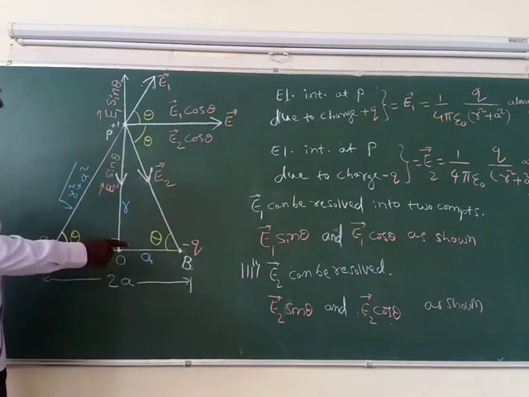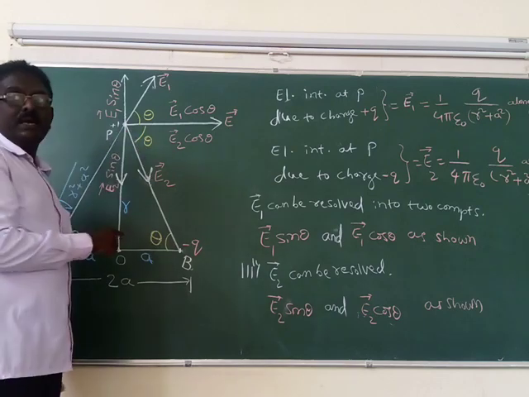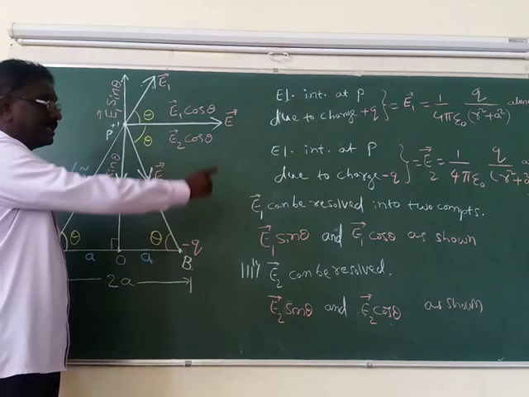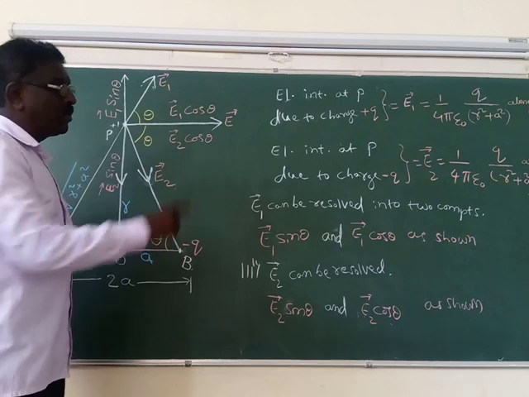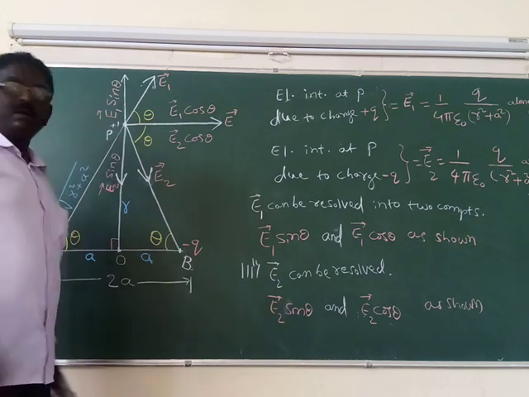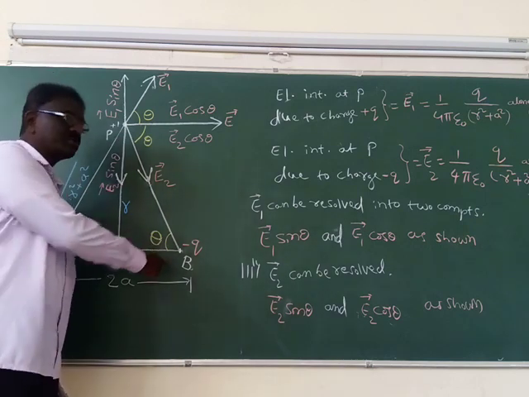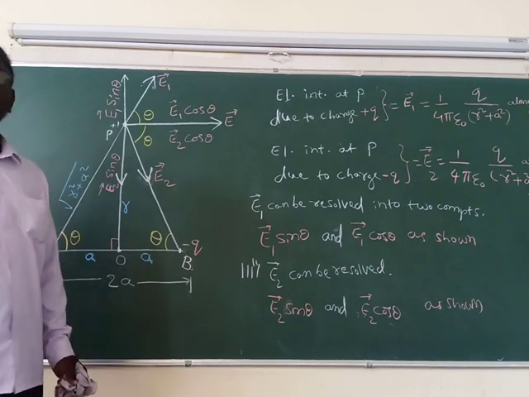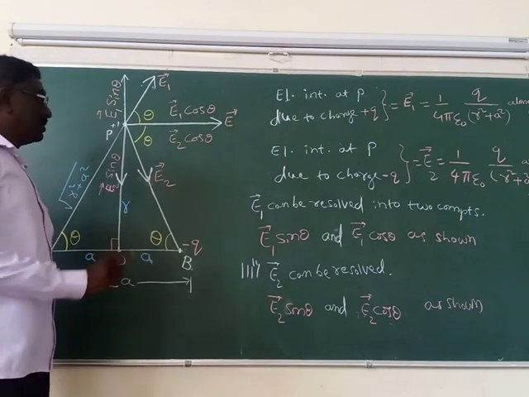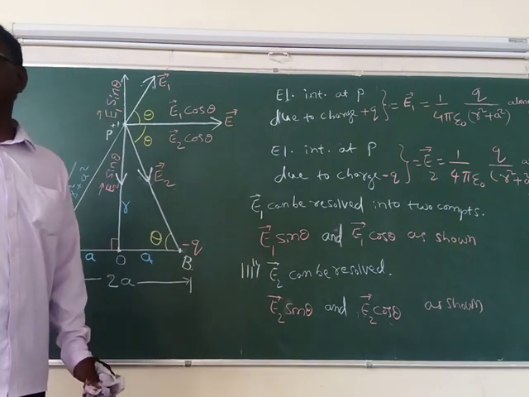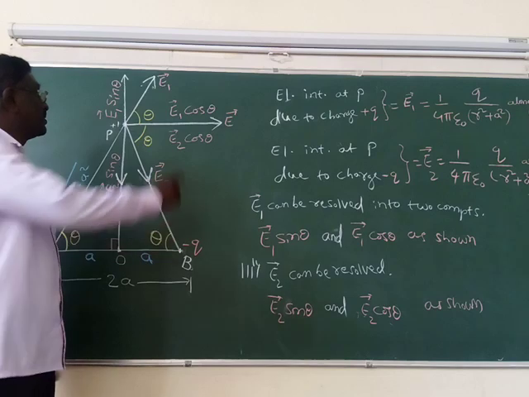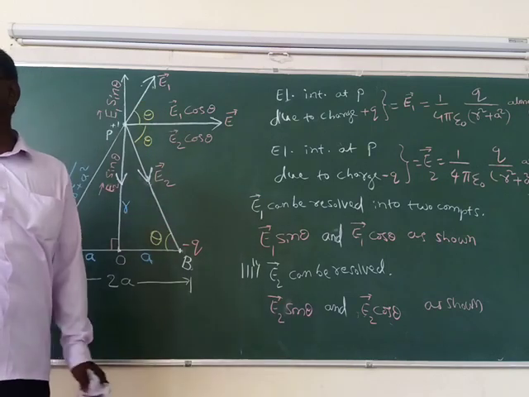Now electric intensity at P due to charge minus Q at B is equal to 1 by 4 pi epsilon naught into Q divided by r square plus a square. What is the direction of that? Along PB. Why along PB? Because source charge at B is minus Q, negative. It attracts unit positive charge assumed at P. Now, what is left? Our aim is now to find out the resultant of E1 and E2.